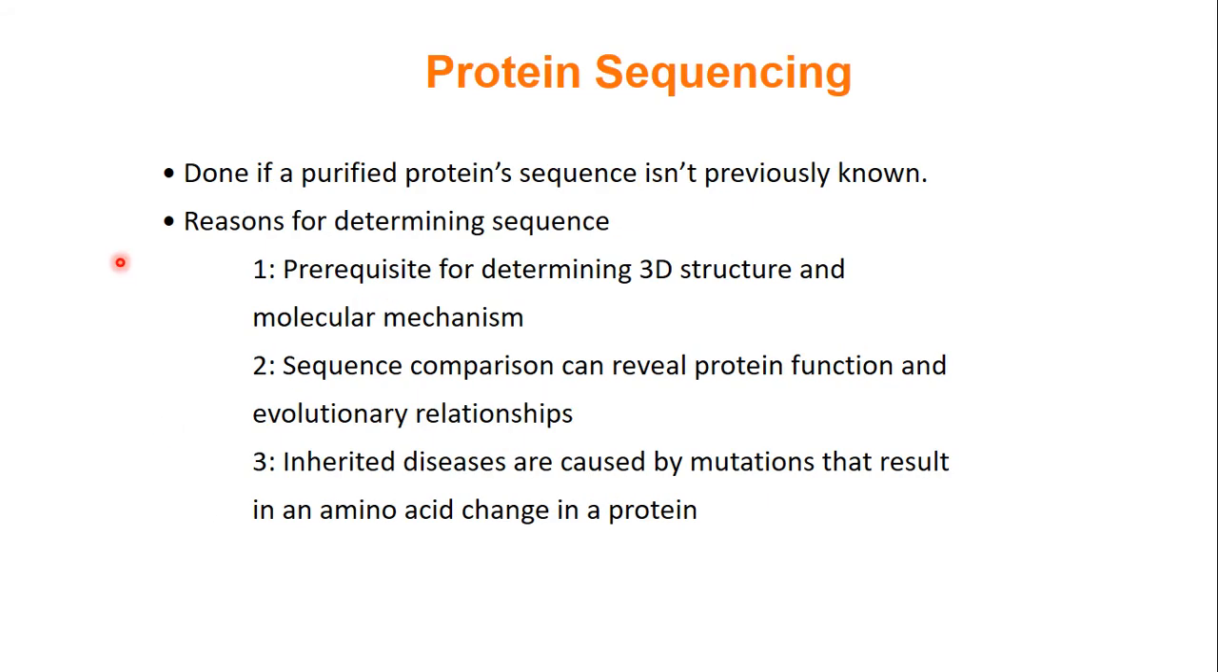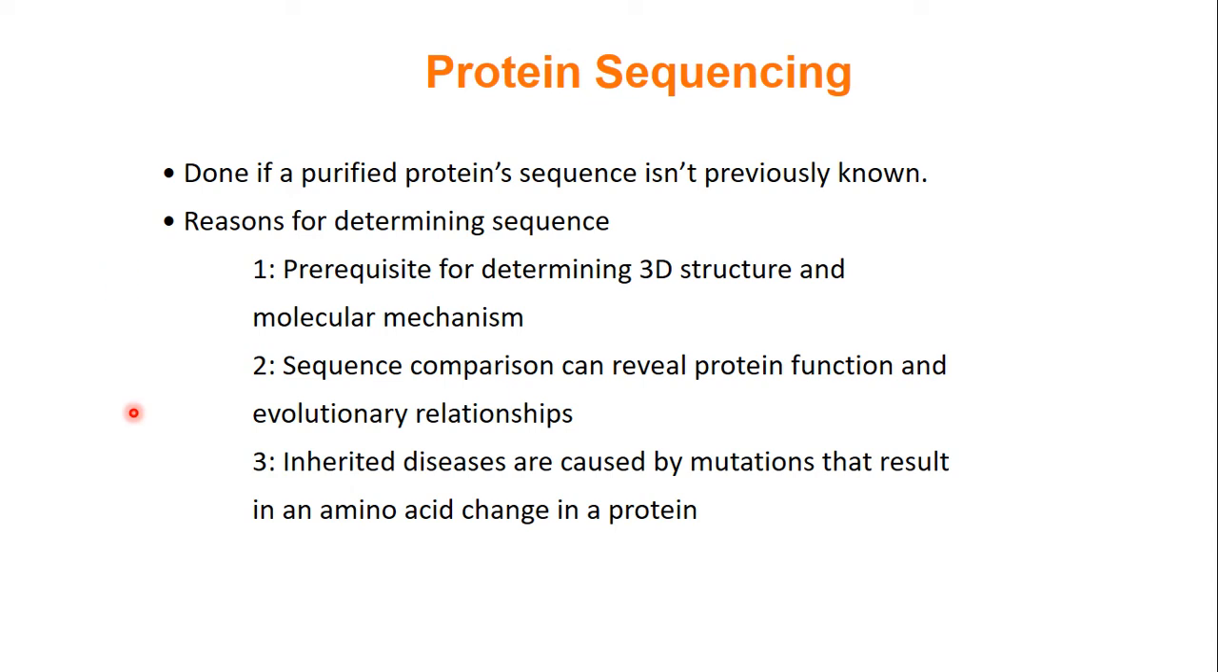So why would you need to sequence a protein? Well, first off, if you have a mysterious protein and you don't know what the sequence is, you would want to know what you're working with. Some reasons for doing this is without the primary sequence of amino acids, you do not know what the 3D structure is. And without knowing the 3D structure, you don't really know how this protein works.